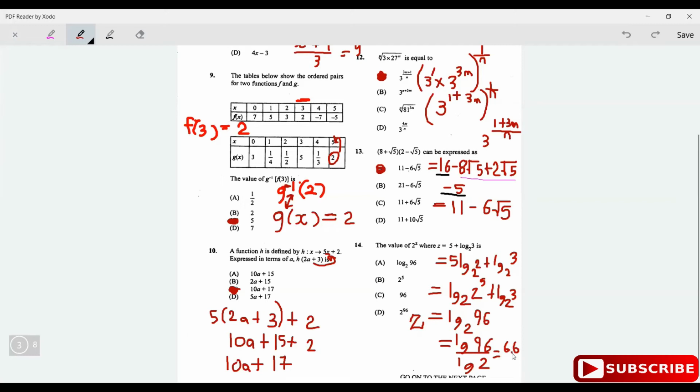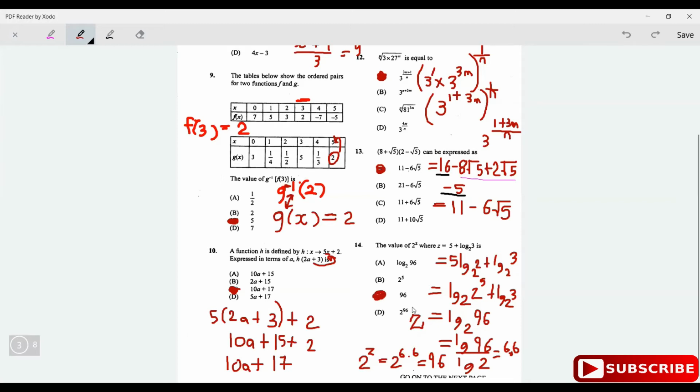So since z is 6.6, then 2 to the z is equal to 2 to the 6.6. And so we work that out now, and you get 96. 2 to the 6.6 is 96. And so this is your answer, C.